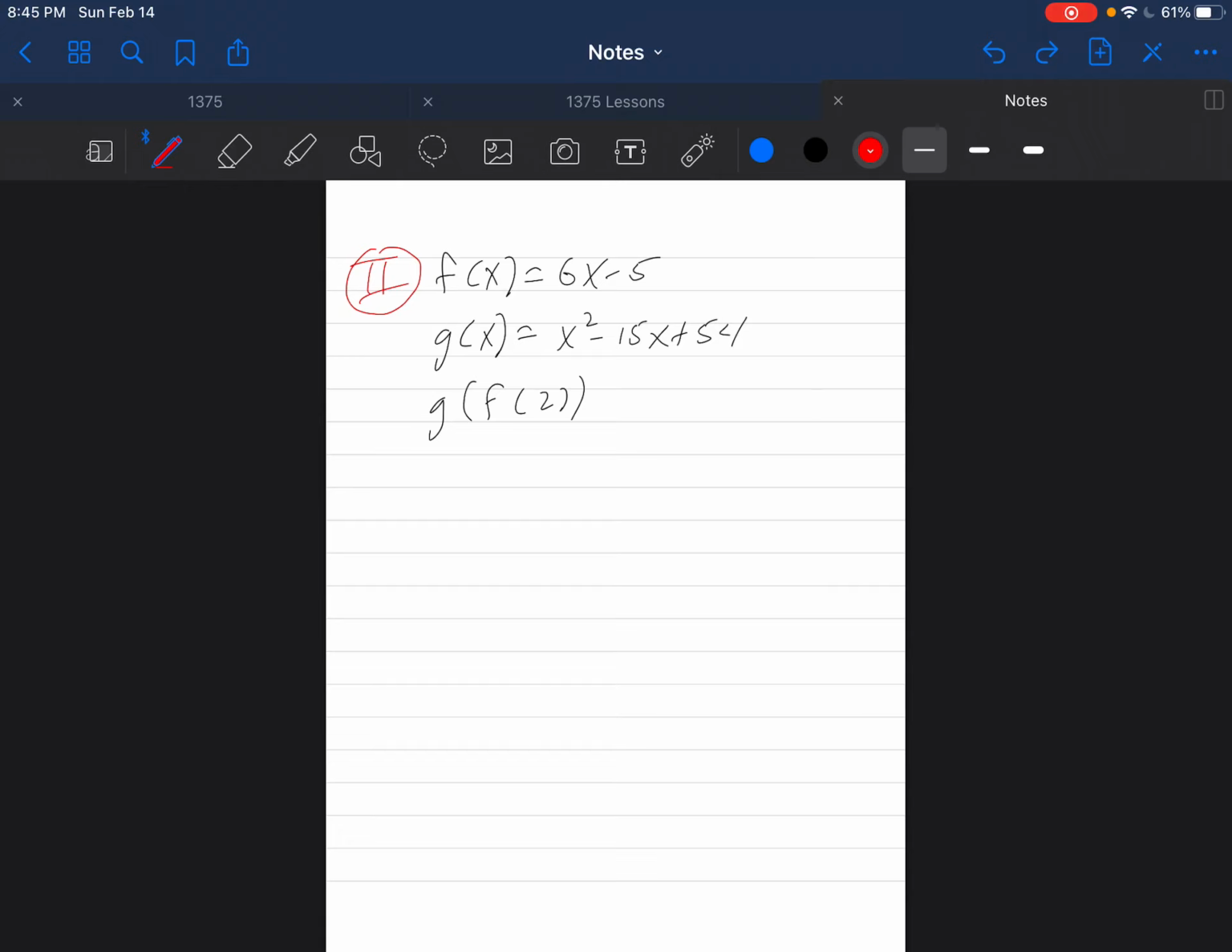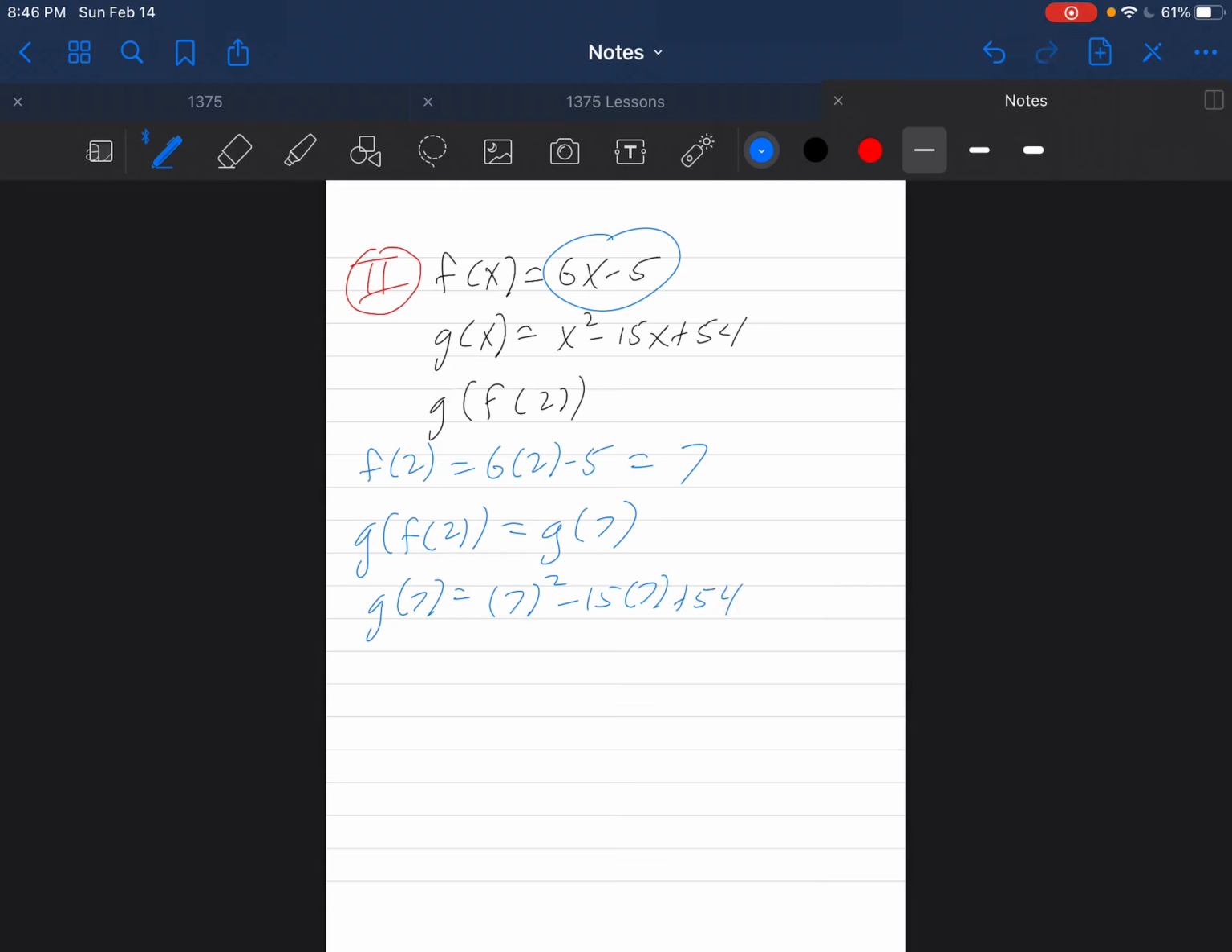Or we can evaluate g of f of 2 by first evaluating f of 2. Remember, f of x is equal to 6x minus 5. So that's going to be 6 times 2 minus 5, which is equal to 12 minus 5, which is equal to 7. And then we can take this input. Again, this is equivalent to f of 2. So if we want to evaluate g of f of 2, that means we are essentially evaluating g of 7. So then g of 7 is going to equal 7 squared minus 15 times 7 plus 54. So g of x with the number 7 plugged in. And we get -2 as our answer.